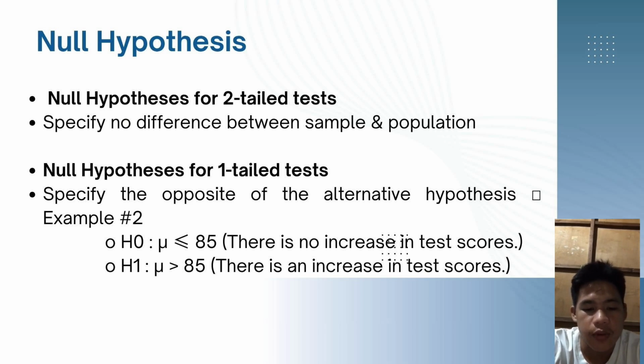For example, in the null hypothesis, mu is lower than or equal to 85, so there is no increase in test scores. While in the alternative hypothesis, mu is greater than 85, so there is an increase in test scores.